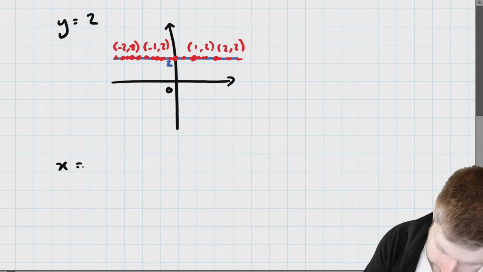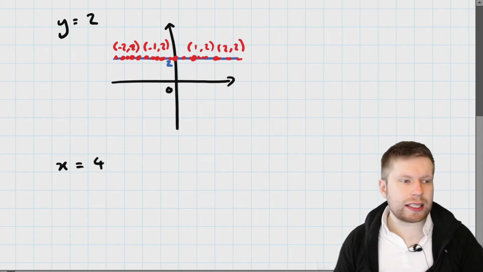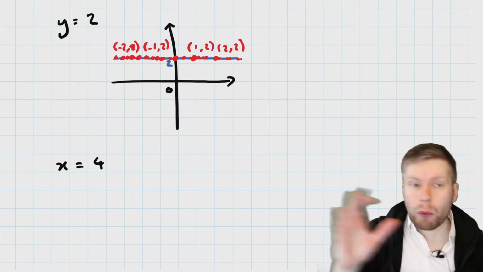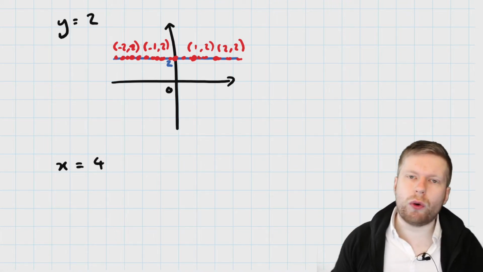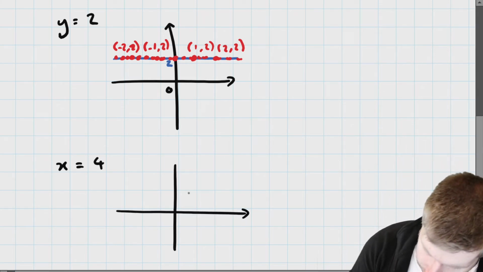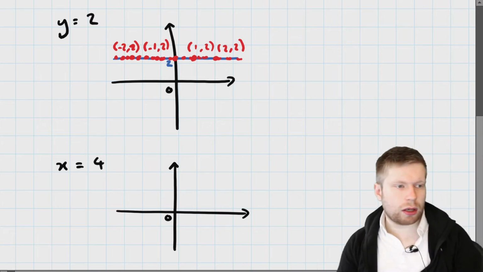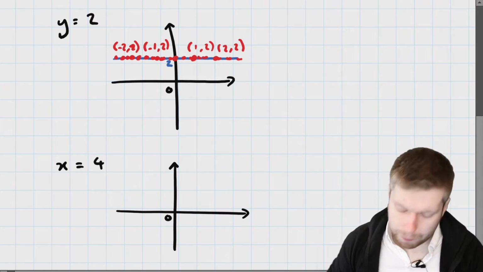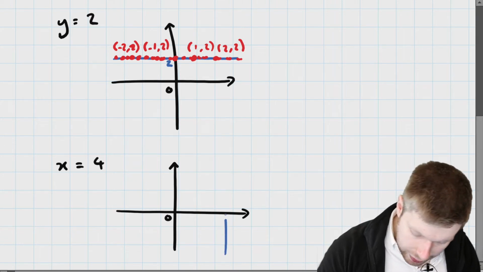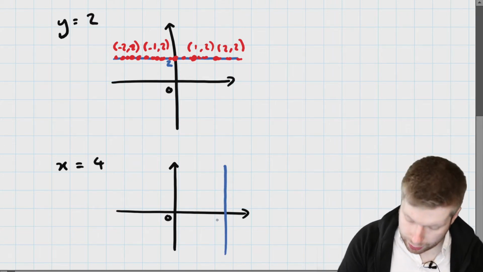If I go x equals 4. So this says, find me all of the points which have an x coordinate of 4. So I don't care what the y coordinate is, as long as the x coordinate is 4, that rule has been satisfied. So let's have a look then. If I draw myself out a set of Cartesian coordinates, then I can basically say that the points which have an x coordinate of 4 will be something like that. And that will be 4 there.